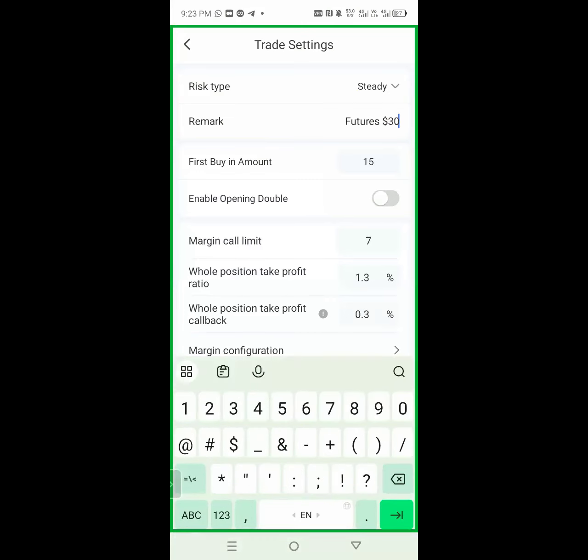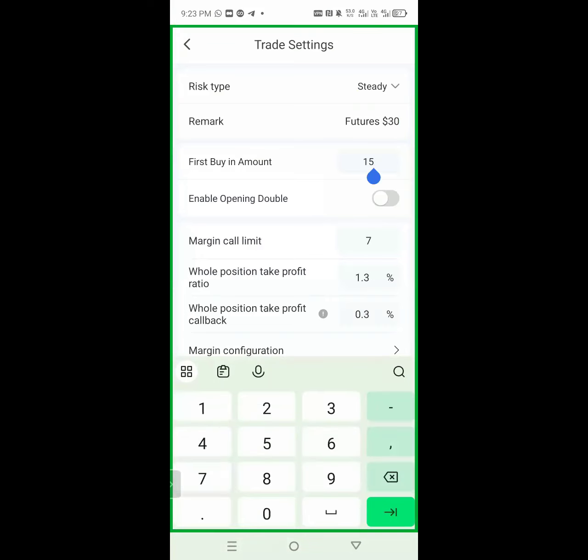Okay, so we want to use 20, the remaining. I want to use 18. 6 plus 6, 12. Okay, let's say we use 18. Then the remaining 12 we'll use 2 margin, that is $6.